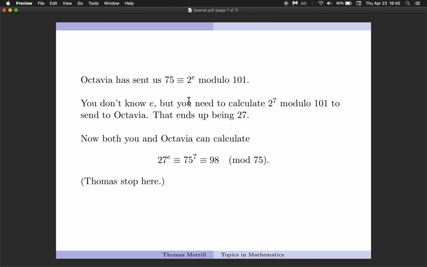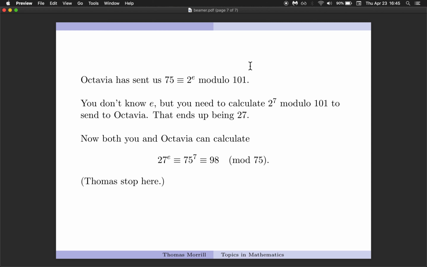Octavia has sent us the number 75. That's not a random number. That's the primitive root 2 that both you and Octavia agreed on raised to the power of e, which is Octavia's secret exponent, and we don't get to know what that number is. We just know that 2 to the power e is 75 modulo 101.